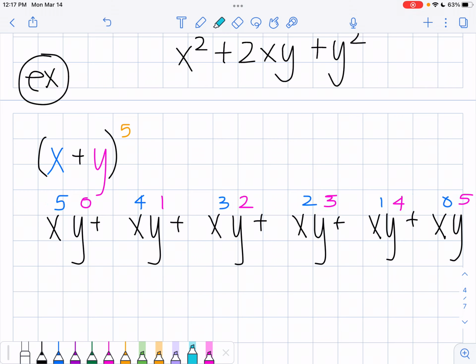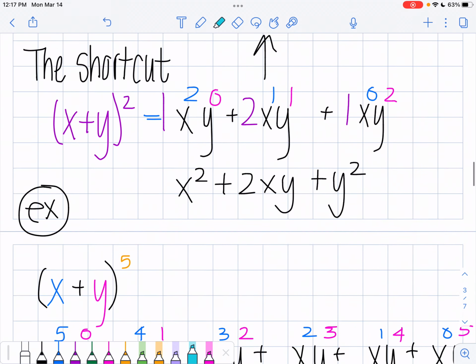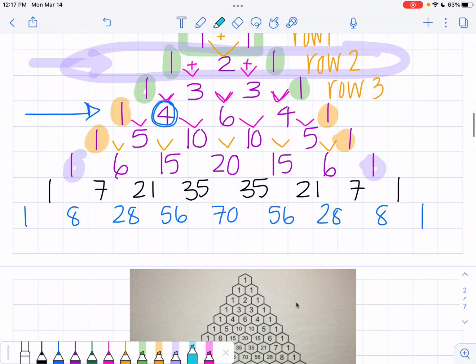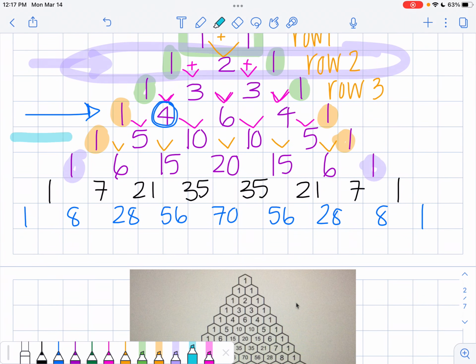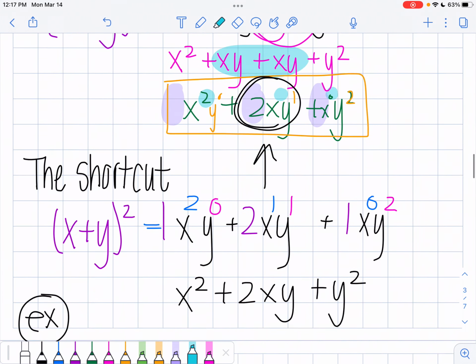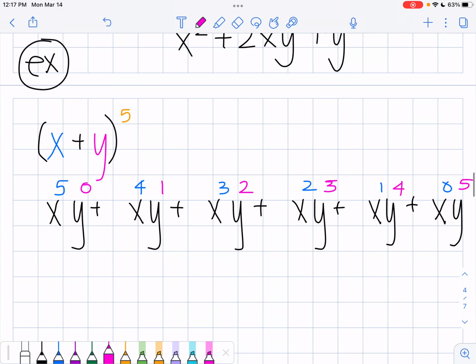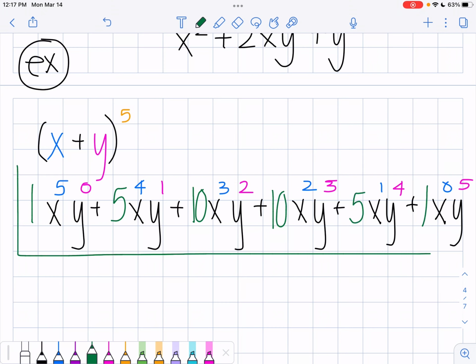So that's something also to note. Okay, so I did my exponents. Now I'm going to use Pascal's triangle. I'm going to come up here, find my 5th row. This is my 5th row: 1, 5, 10, 10, 5, 1. So I come down here and we'll do green. 1, 5, 10, 10, 5, 1. And there you have it, folks. I just expanded that using the binomial formula and Pascal's triangle.